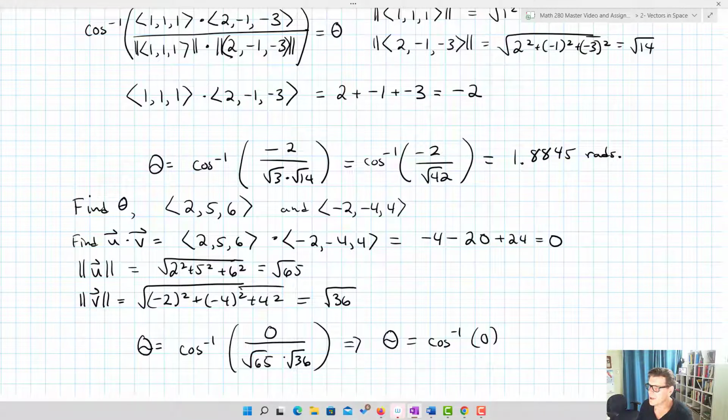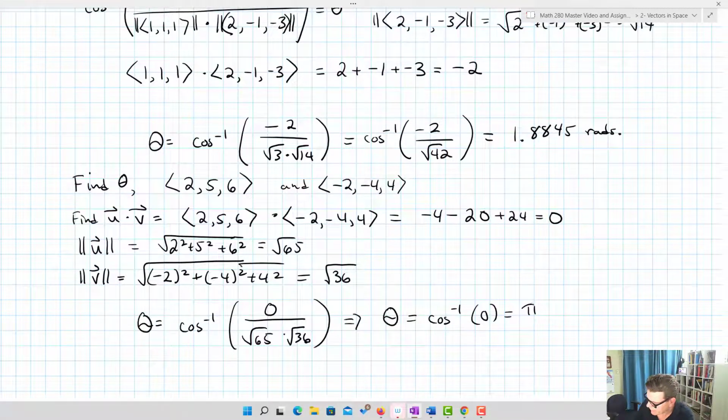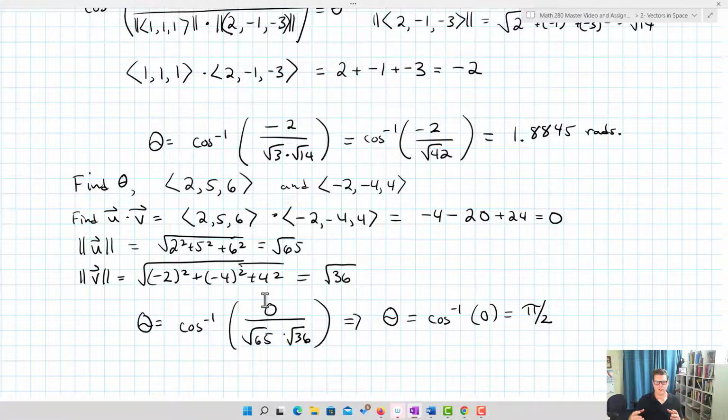And so what's cosine inverse of 0? Well, that means that this is, in fact, pi over 2. If we plug in cosine of pi over 2, that's what ends up equaling 0. So the inverse cosine of 0 is going to end up being pi over 2. Okay? And that's actually going to establish for us something really important, which is that if we have two vectors and their dot product ends up equaling 0, then the angle between the two of them is going to end up equaling pi over 2.